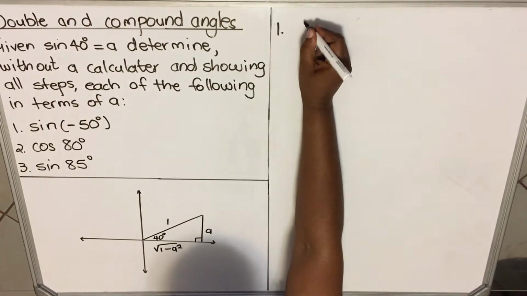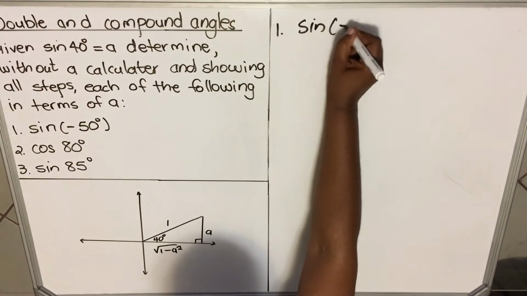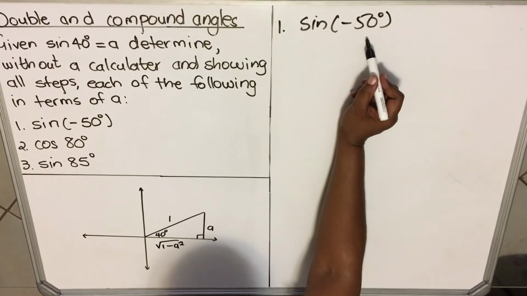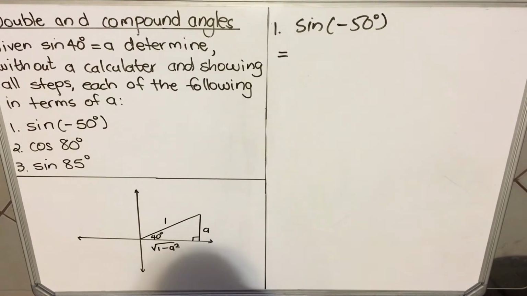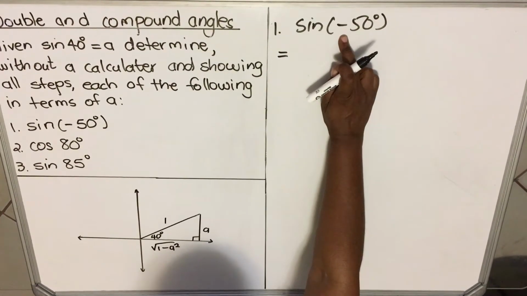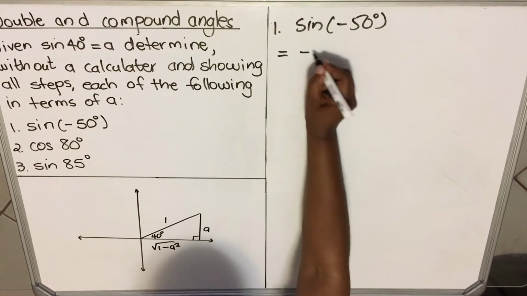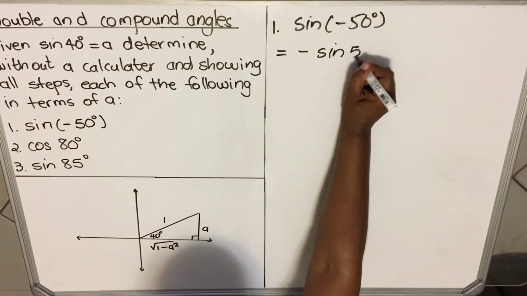Number one is sine minus 50. You have to reduce this first before you use it in your diagram. Minus is the fourth quadrant. How is sine in the fourth quadrant? Negative. So it will be negative sine 50.